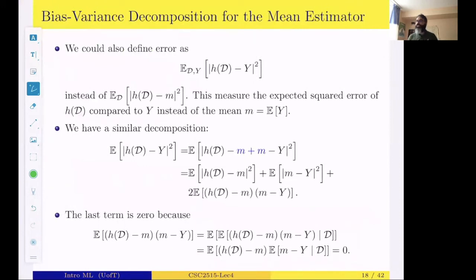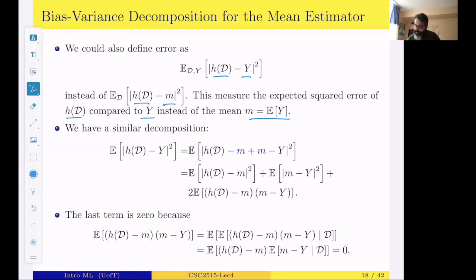One other thing I want to mention is that we could also define error a little bit differently. Instead of the expectation of h(D) minus m squared, we can talk about h(D) minus y squared. So we compare the error with a typical sample y, and this would be the measure of expected squared error of h(D) compared to y instead of the mean. We can do the same or a very similar decomposition.